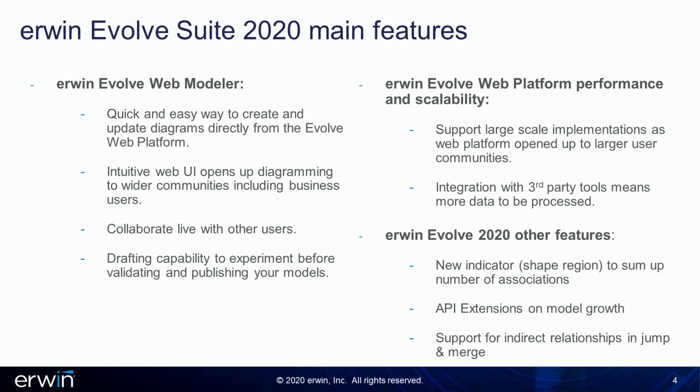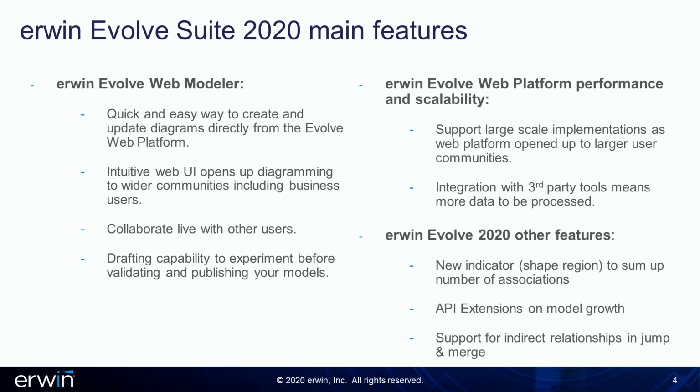Here are the main features of the Erwin Evolve Suite 2020. The Erwin Evolve Web Modeler allows for a quick and easy way to create and update diagrams directly from the Evolve web platform. This is a fully functional modeler, and all diagram types can be updated from Evolve web. In addition to creating diagrams from scratch, as well as modifying existing ones in an intuitive web UI, you can also collaborate live with other users and see changes made while you are modeling. There's also a drafting capability, and multiple drafts of models can be saved as well as validated before being published to a wider audience.